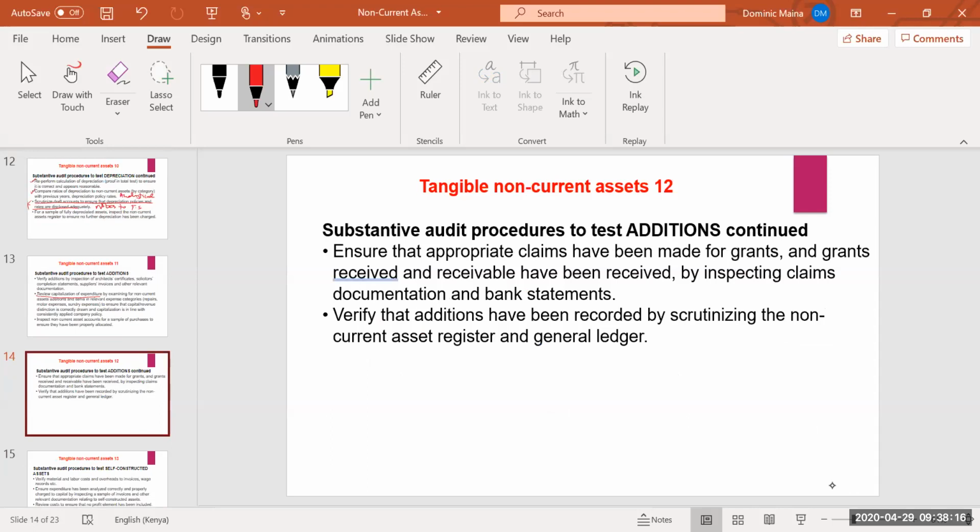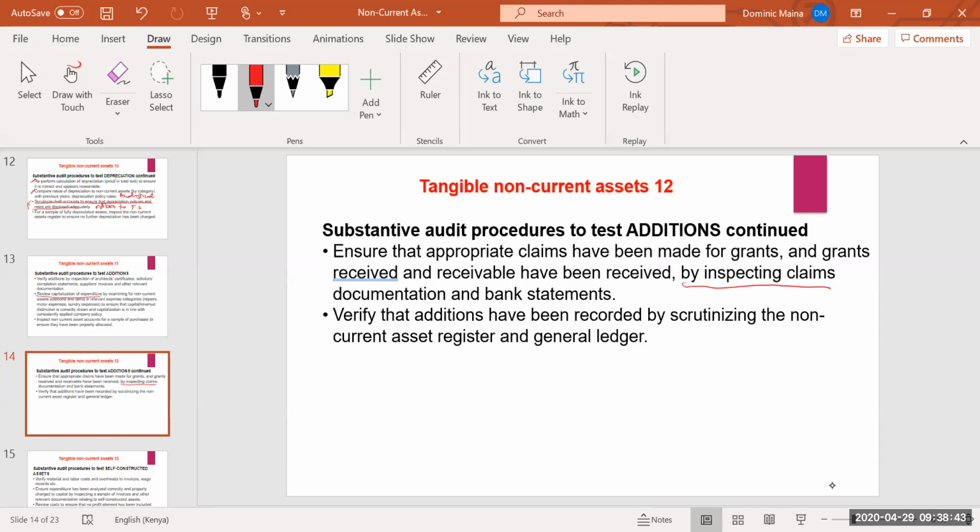Be careful with the use of the word ensure. I think I didn't make this comment before, but ensure is not a procedure. If you want to use the word ensure, then you have to include the procedure. How do you ensure that? By inspecting. So you have to be quite careful with the word ensure.